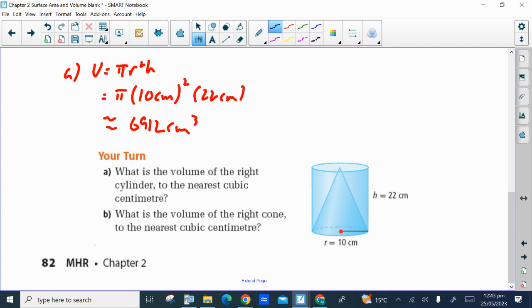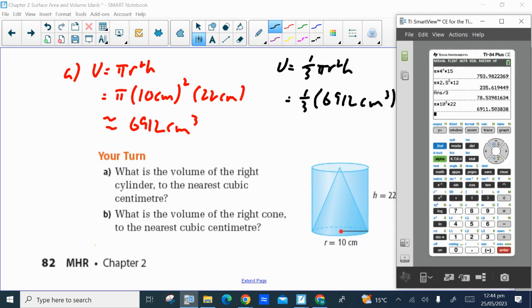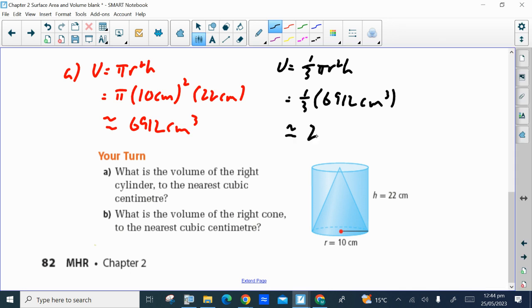And the cone, once again, with the same base and the same height, the formula for a cone is 1/3 pi r squared h, or 1/3 of the number we just got. Again, when I wrote it down, I rounded it, but we have the number in our calculator, so we can just multiply that by 1/3, which is the same as dividing by 3. So to the nearest cubic centimeter, it would be 2304 centimeters cubed.